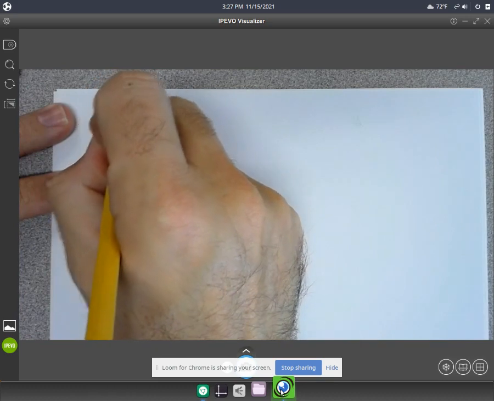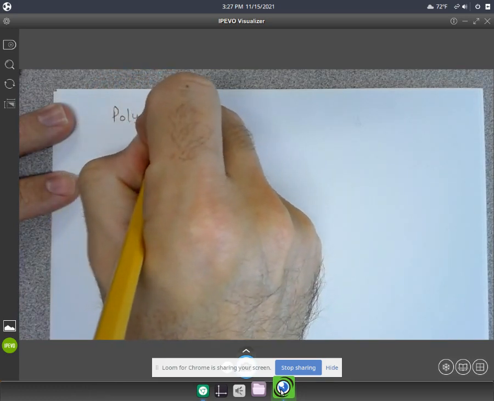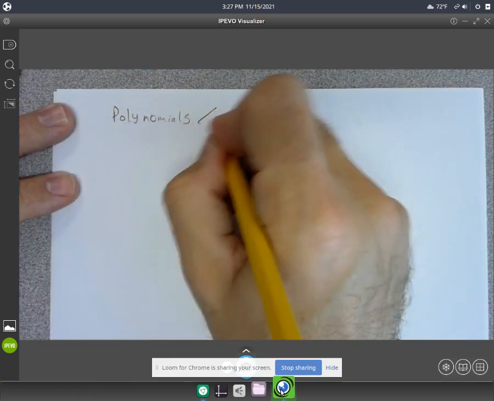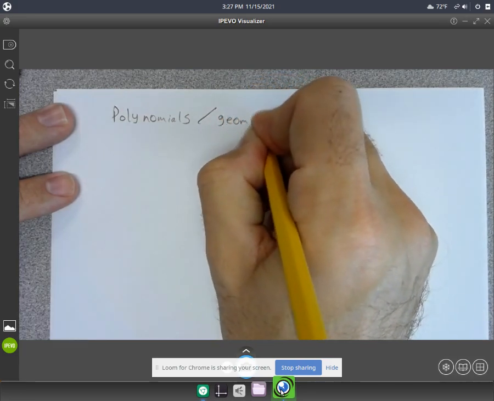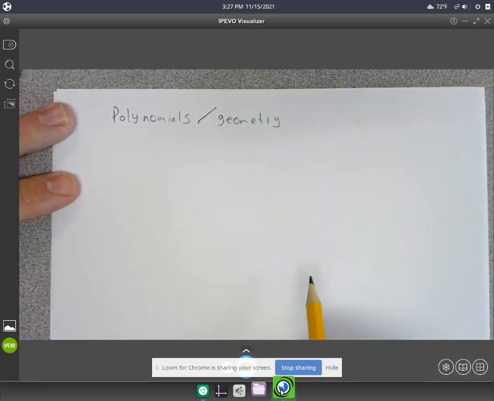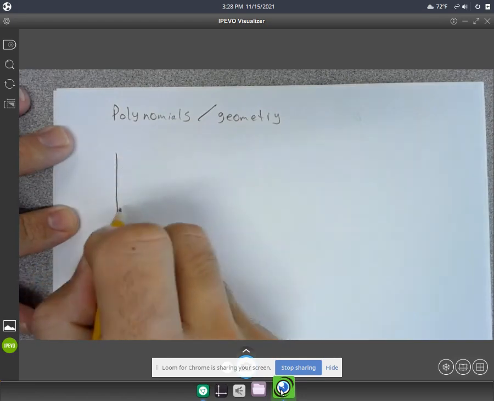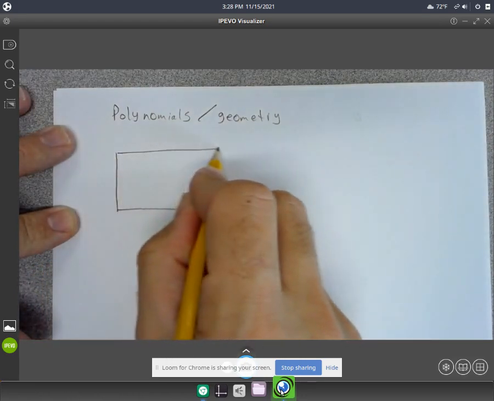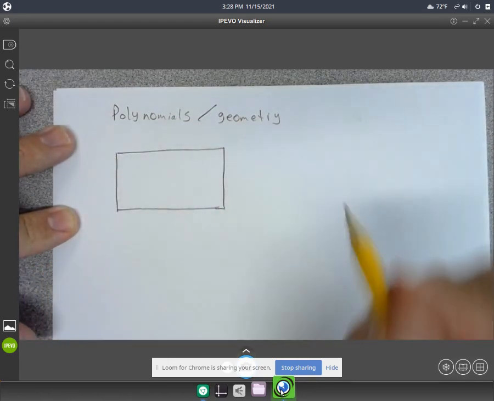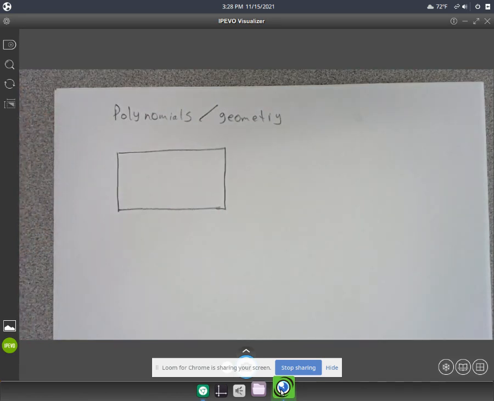All right, Algebra 1. What we're looking at is polynomials mixed with a little bit of geometry. We're going to be looking at area and perimeter of rectangles only. I'm not mixing in the triangles or circles yet, but given a rectangle, we're going to figure out the area and perimeter based on some generic side lengths.